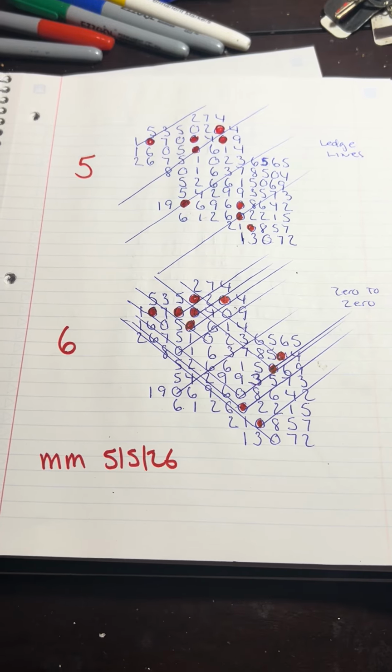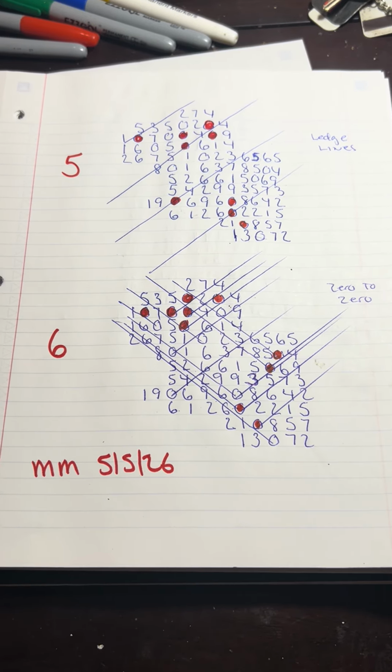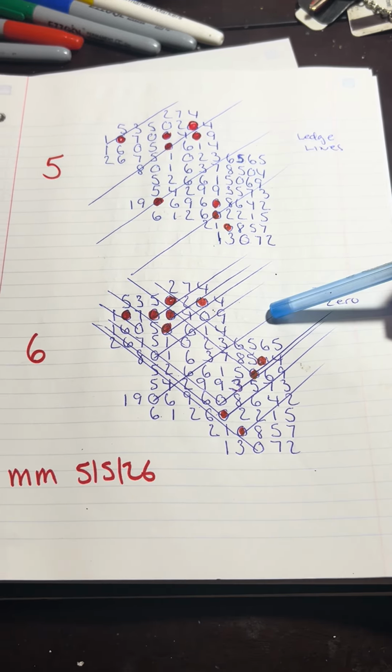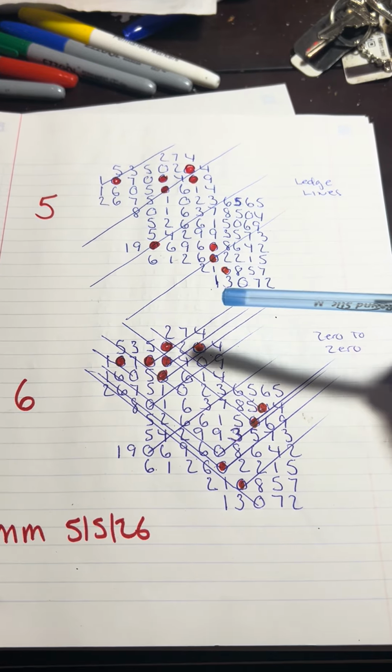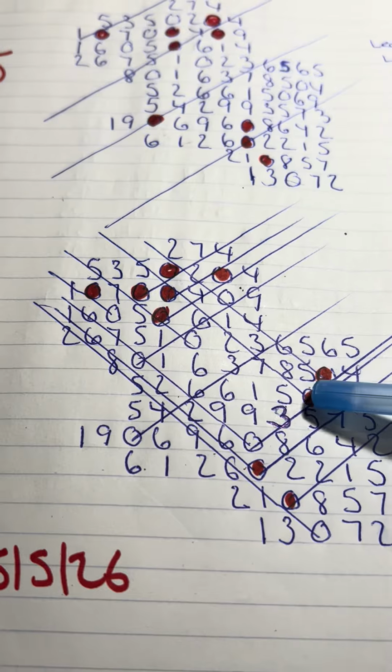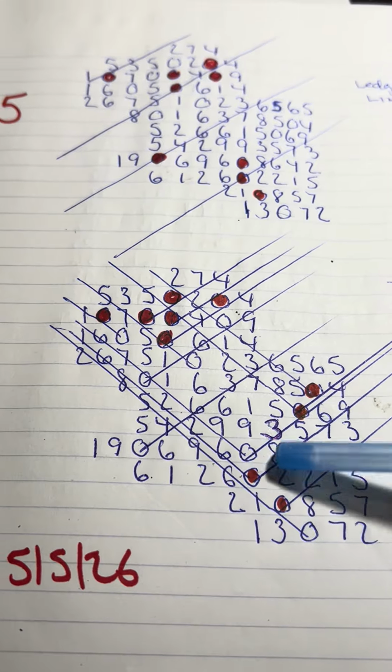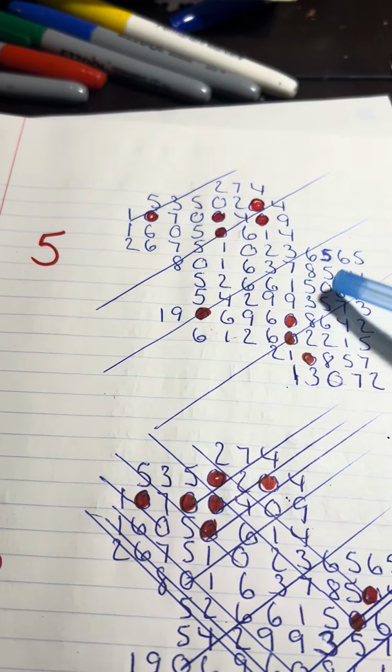Mega Millions, 5-5-2026, Matrix 5 and Matrix 6. They're the same matrix, just different ways of presenting the zeros as to which ones are important. This is my 0 to 0 matrix. Got a 45-degree angle from each zero. Let's see what zeros it points at. These are my ledge lines.